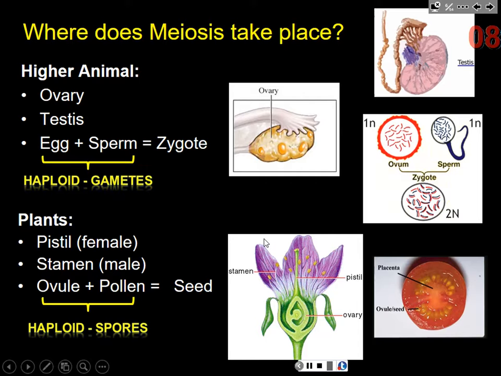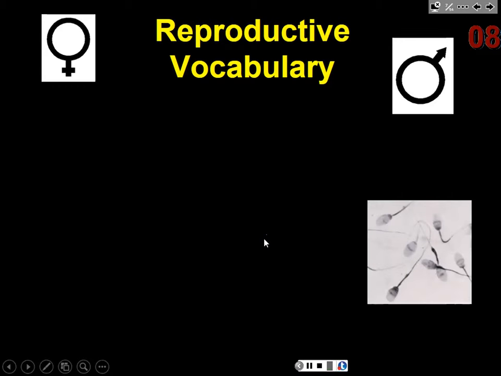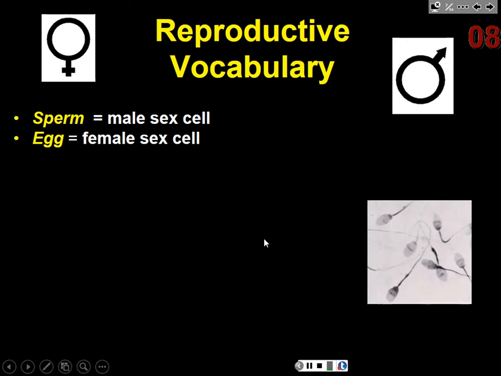Any questions? Okay, so let's make sure we have our reproductive vocabulary down so that when we say these words, everybody understands what we're talking about. We're going to talk about meiosis specifically in higher animals. We're going to use humans as an example primarily, okay? So, sperm is a male sex cell. The egg is the female sex cell.